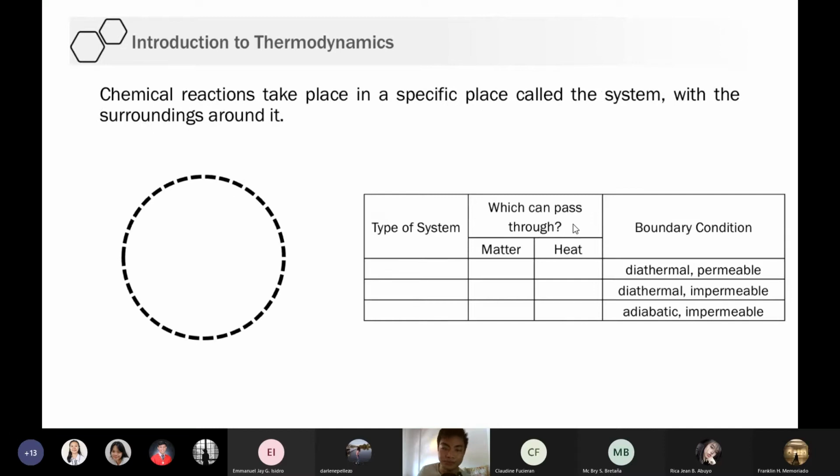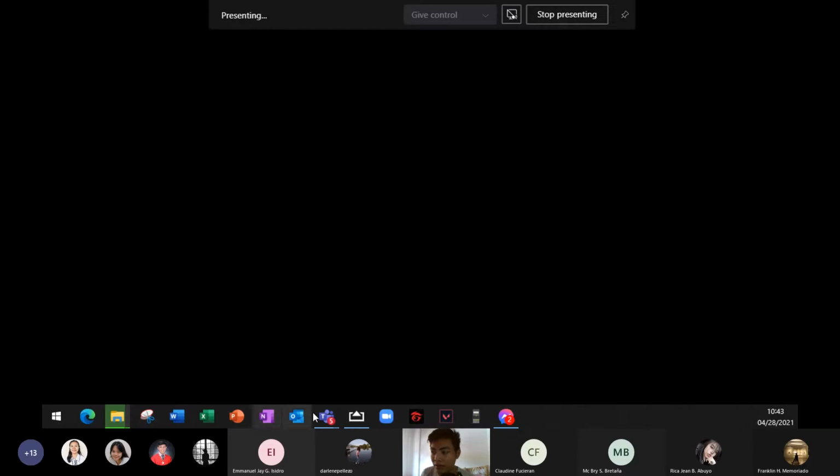Okay? Now, let's go through some terminologies. Pasok muna tayo sa ilang terms that we need to know sa thermodynamics. So, suppose we have a chemical reaction happening inside a beaker. Kunwari, may beaker tayo. Paghaluin mo yung dalawang substances mo doon, may chemical reaction na nangyari. Okay? So, yung beaker na yon, that is called the system. Sa thermodynamics, ang tawag doon ay system. Kung saan nangyayari yung chemical reaction.